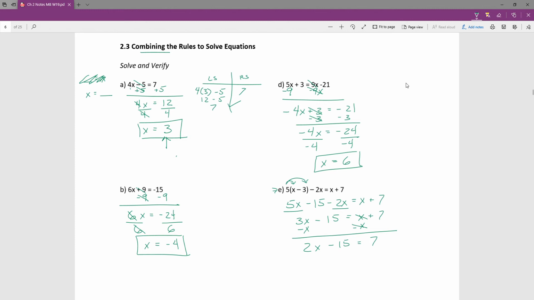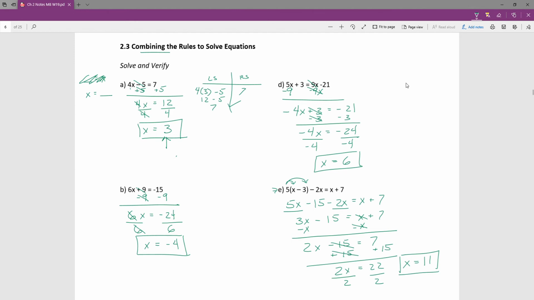Now I can pick on my whole numbers. I'm still not ready to divide anything. I'm not done with the addition property yet. So I'd add 15 to both sides. So I get 2x equaling 22. And dividing both sides by 2, I get a solution that x equals 11.